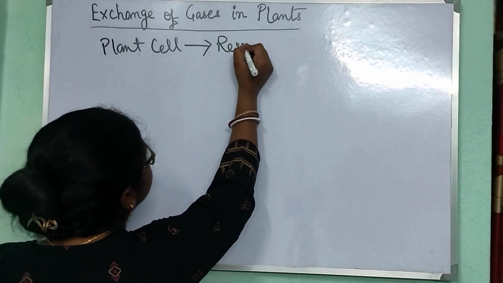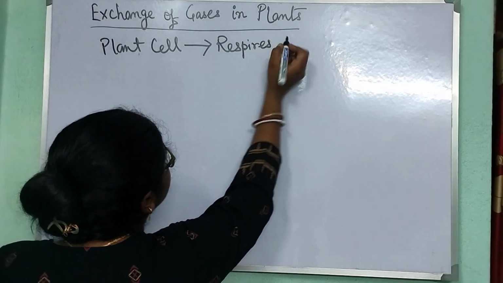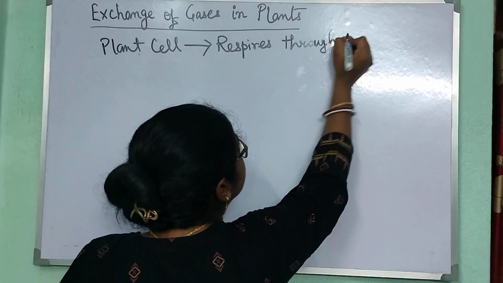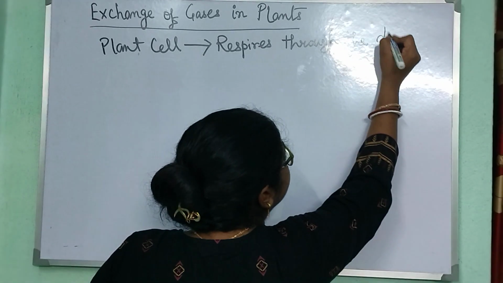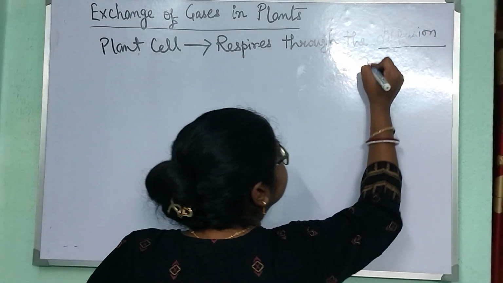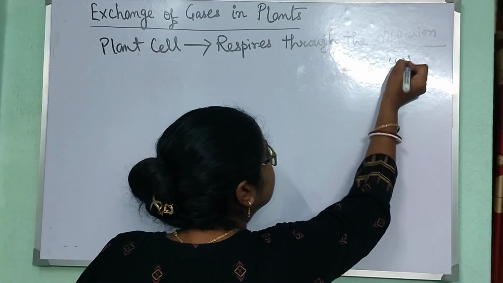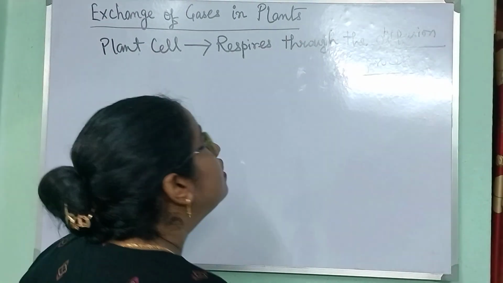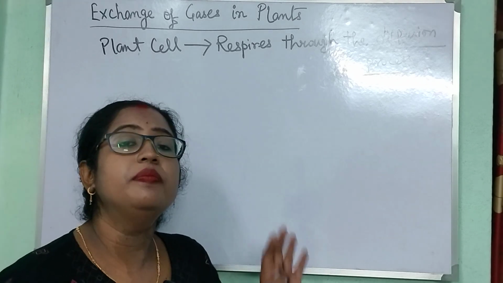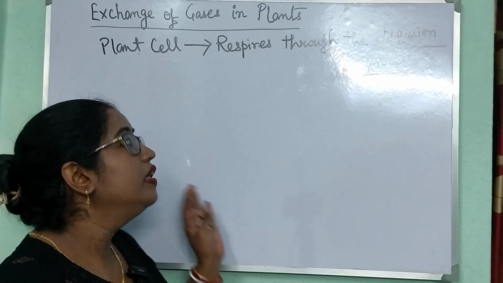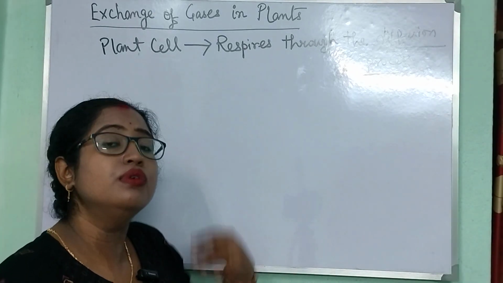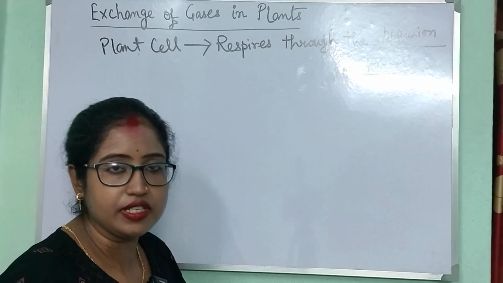So, the plant cell respires through the diffusion process. This is very important. The diffusion process means the movement of the ingredients from higher concentration region to lower concentration region.